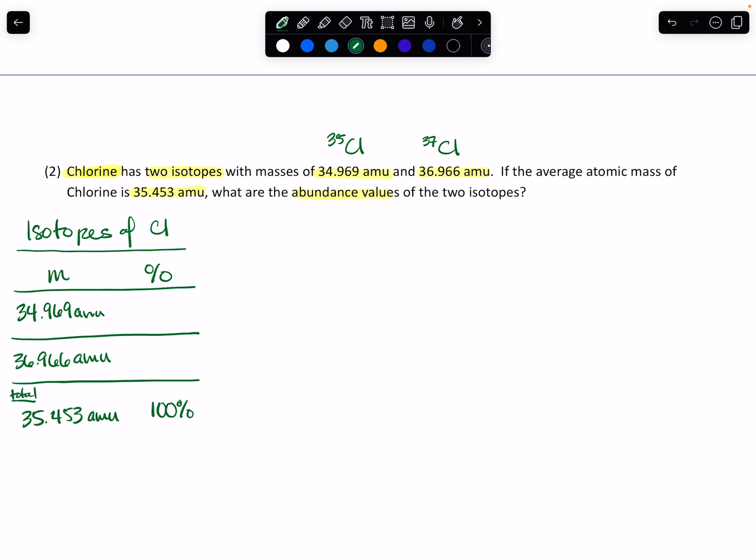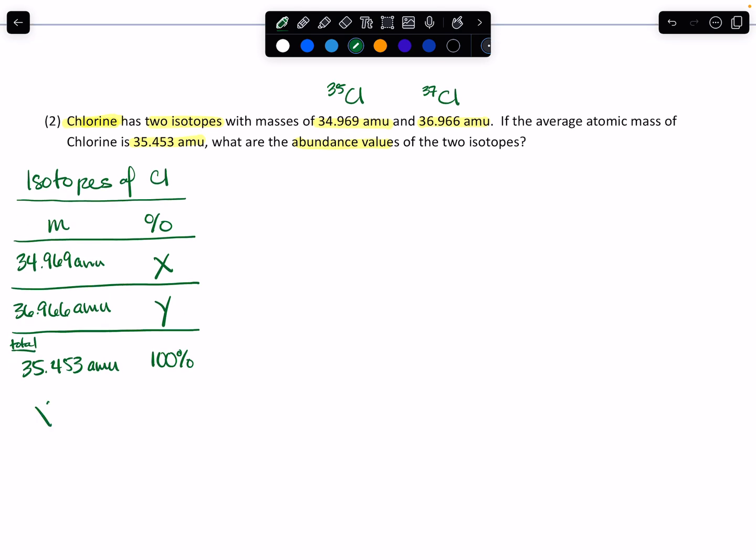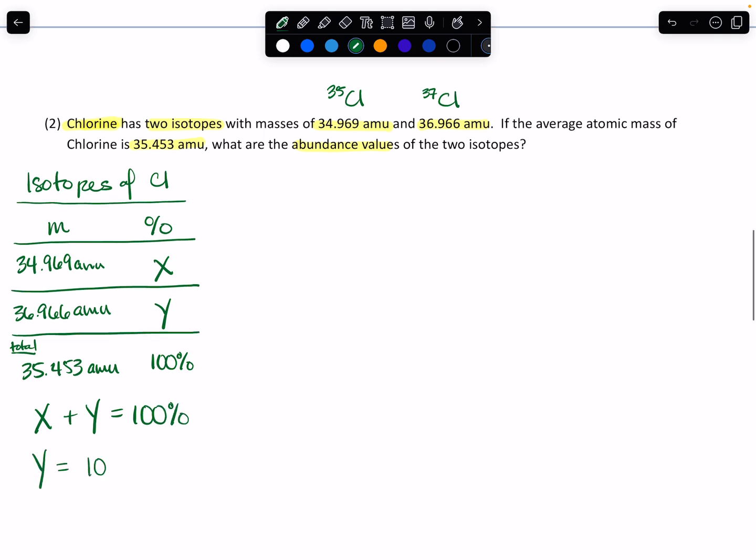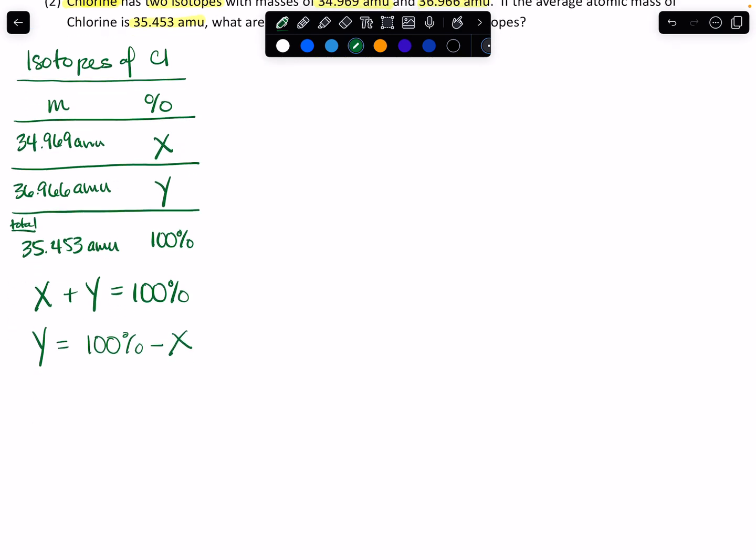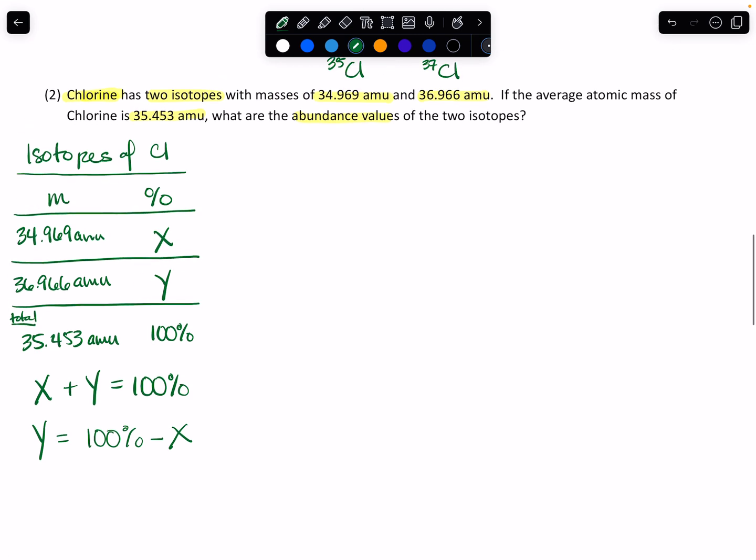Okay, so what do I know? Well, I know that my abundance values for my two isotopes have to add together to 100%. So I'm just going to call the abundance of chlorine-35 X and the abundance of chlorine-37 Y. And if those two have to equal 100, then I should be able to solve for one versus the other. So let's say that Y is going to be equal to 100% minus X. Now I can go into my formula and plug in that 100 minus X for Y, and then I'll have one unknown instead of two.